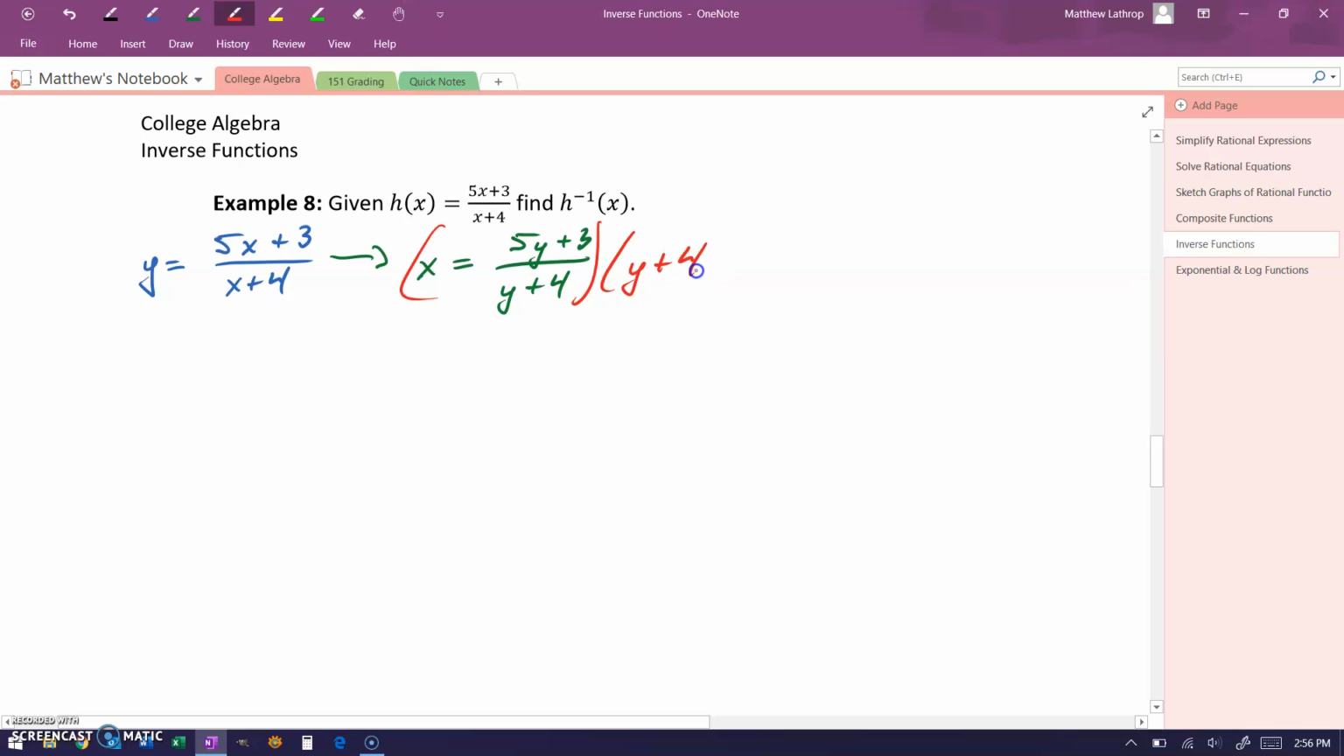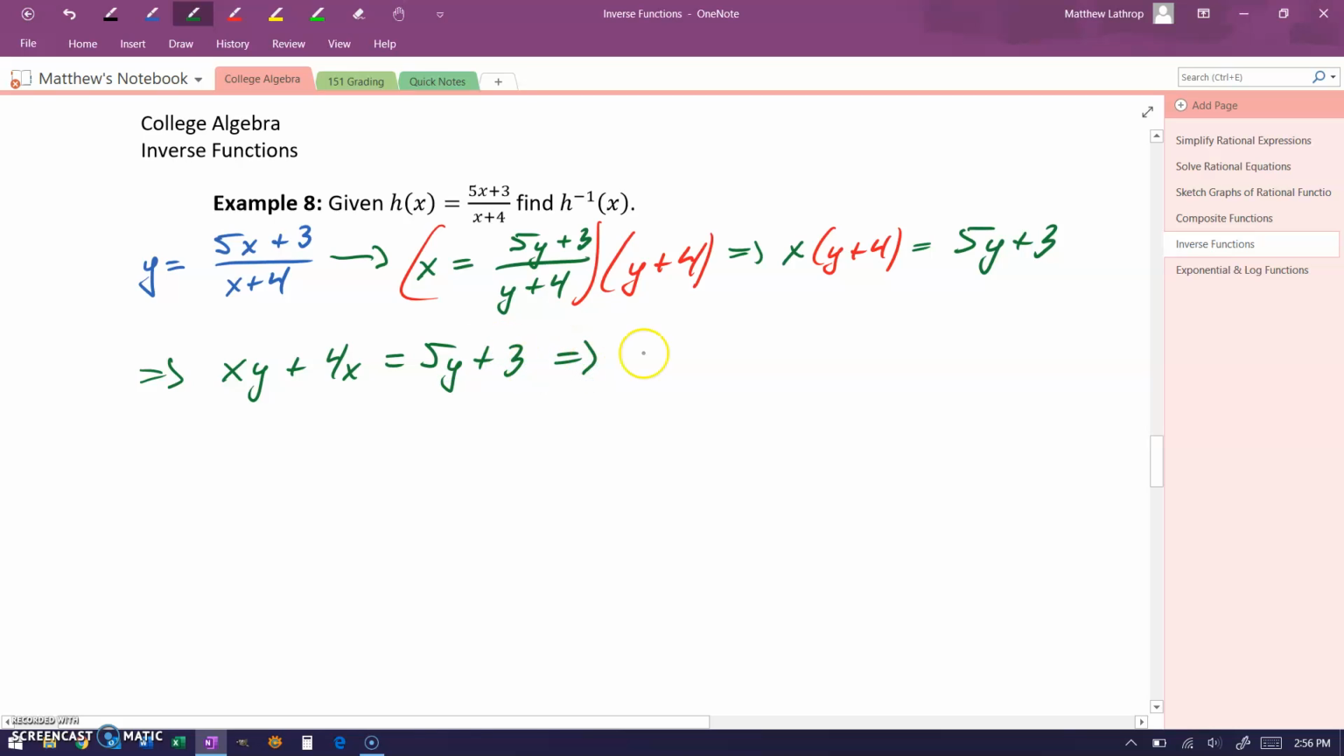We'll multiply both sides of our equation by y plus 4 to eliminate the rational terms, which will give us x times that quantity y plus 4 is equal to 5y plus 3. Distributing through will give us xy plus 4x is equal to 5y plus 3.